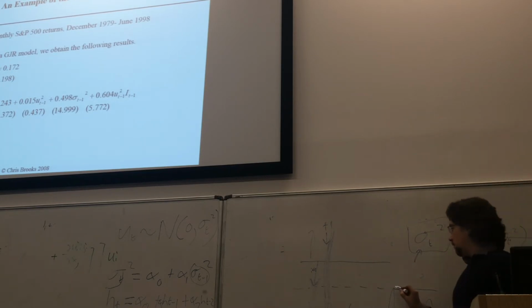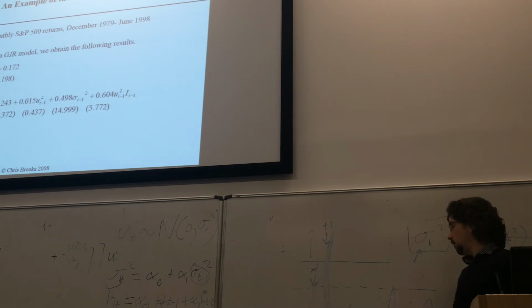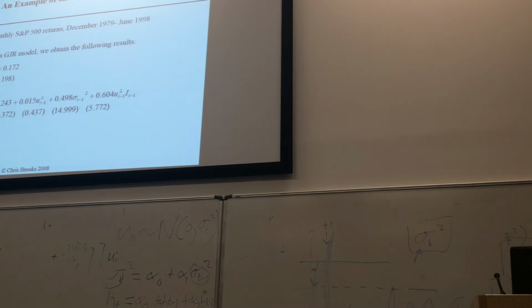Then the variance of the previous day is predicting the next day. So you take half of the variance of the previous day, you add it onto that level, and then you've got a term that depends on this indicator function for whether or not you had a negative return yesterday. And it's saying basically, if you have a negative return, you would add 60% of the negative return squared into your variance calculation. So that's a GARCH GJR.